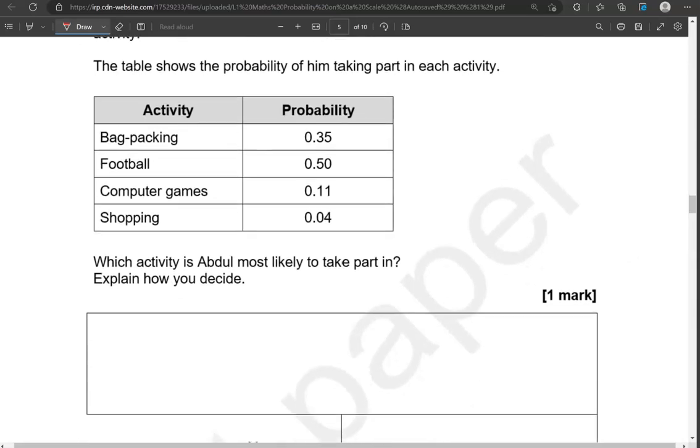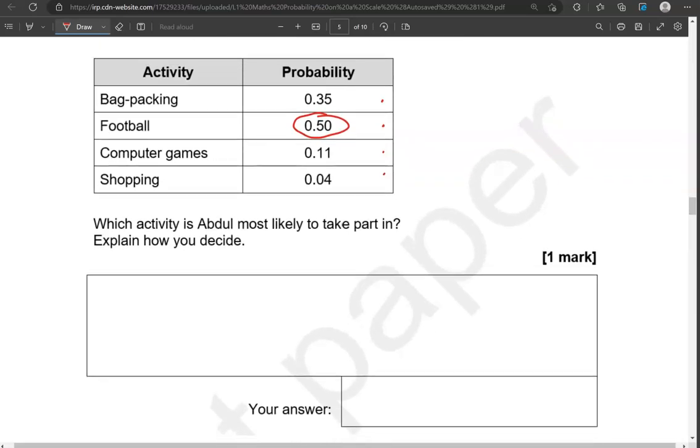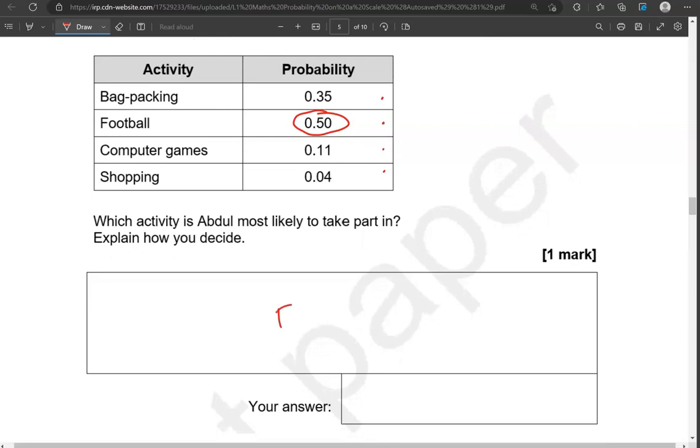to take part in. So we've got backpacking, 0.35, football, 0.50, computer games, 0.11, and shopping, 0.04. The highest of these decimals is 0.50, which is half or 50%. So we're going to say football as it has the highest probability.